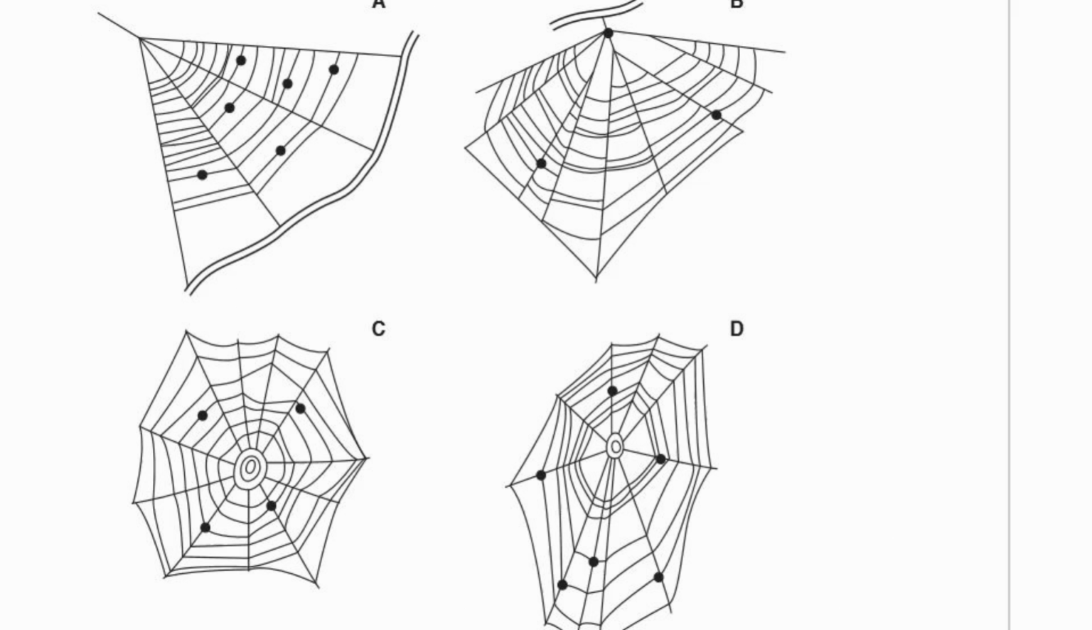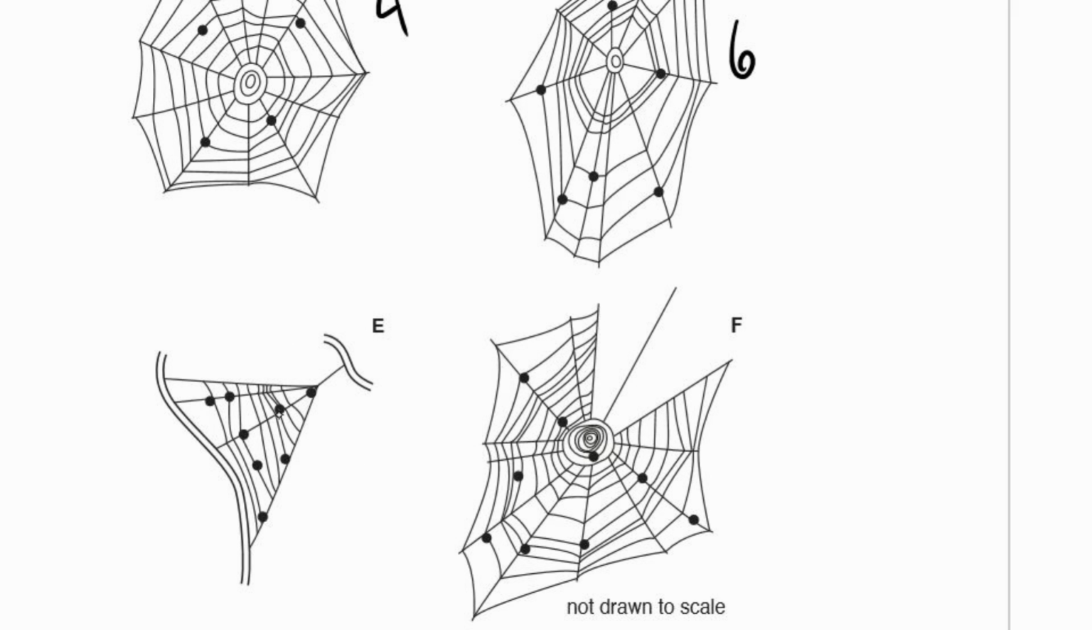Okay, so let's do that. Okay, web A had 1, 2, 3, 4, 5, 6. Web B had 1, 2, 3. C had 4. D had 1, 2, 3, 4, 5, 6. E had 1, 2, 3, 4, 5, 6, 7, 8. That's a busy spider there. F had 1, 2, 3, 4, 5, 6, 7, 8, 9. Also a busy spider. Okay, now we just fill out the table.